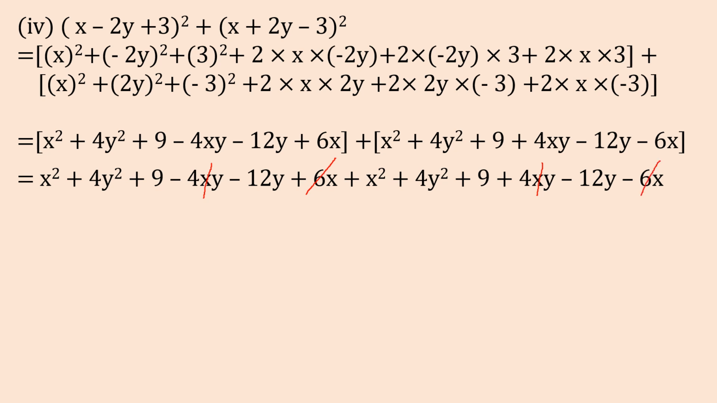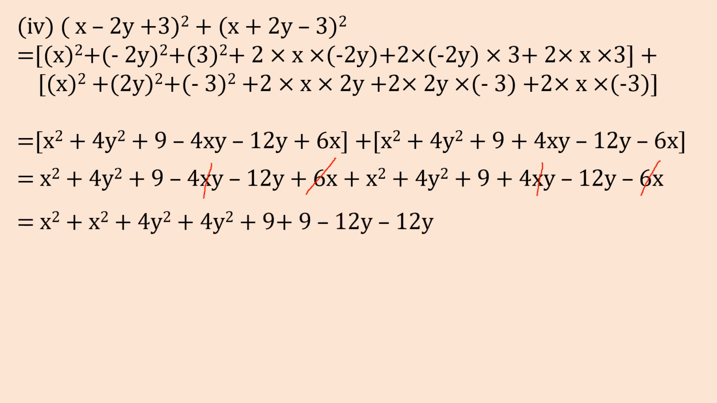So now we'll just group the like terms and then add the terms. So you'll write down x square plus x square, plus 4y square plus 4y square, plus 9 plus 9, minus 12y minus 12y. Just we have brought the like terms together, so now it will become easy to add. x square plus x square, 2x square, 4y square plus 4y square, 8y square, plus 9 plus 9, 18, and minus 12y minus 12y will give you minus 24y. This is the answer.